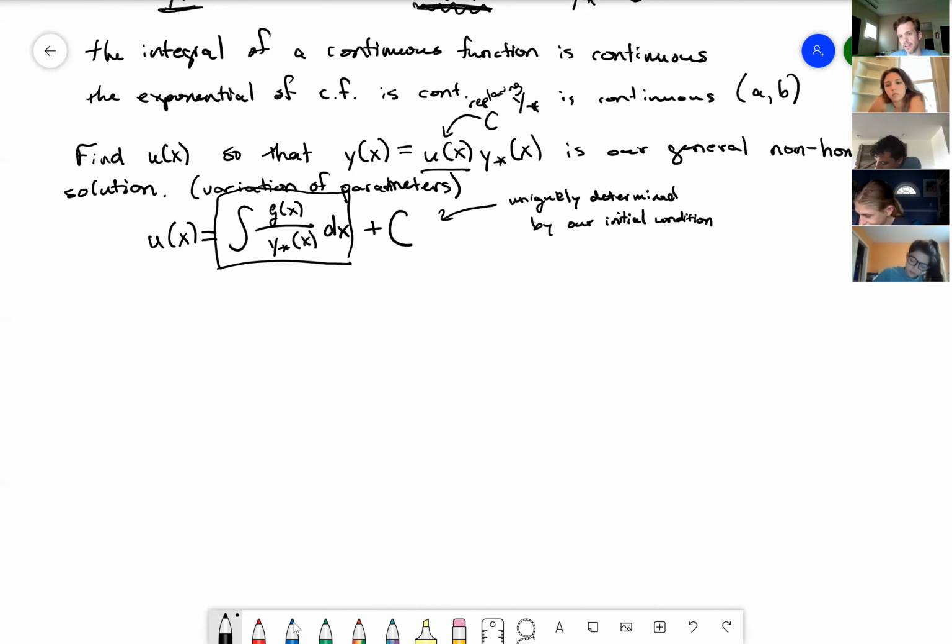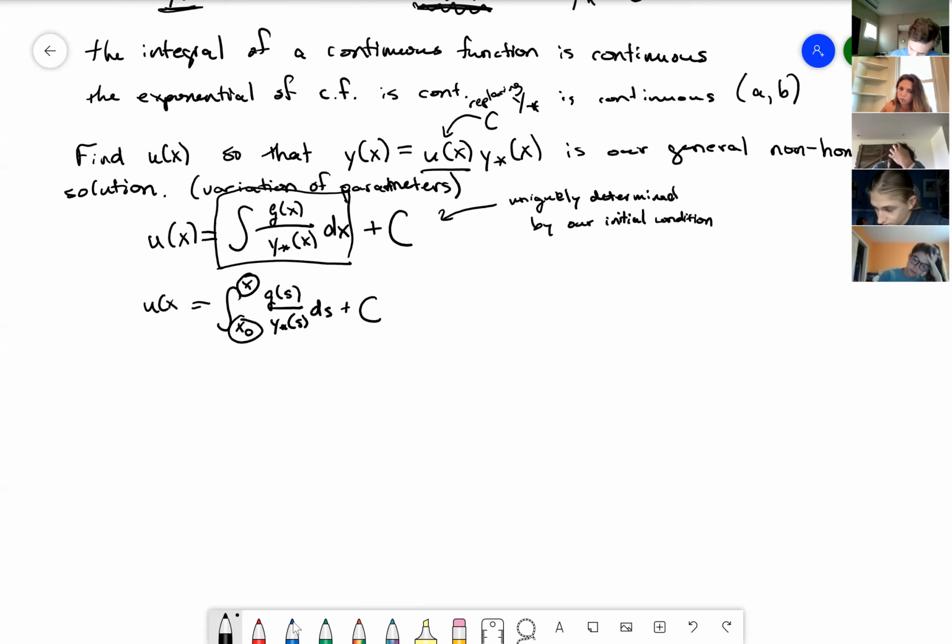An easy way to see this: when we choose that antiderivative of q of x over y star of x, we can choose any antiderivative that we want. A particularly nice one is the integral from x zero to x of q of s over y star of s ds. I'm just using s as a dummy variable here, so that in the end I have a function of x. And this x zero is part of our initial condition. So I set this equal to plus c, I call that u of x, and so u of x zero is just equal to c.